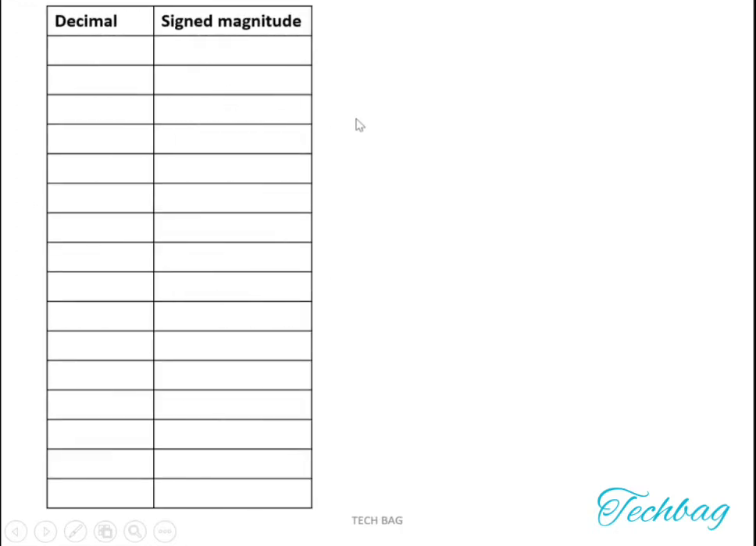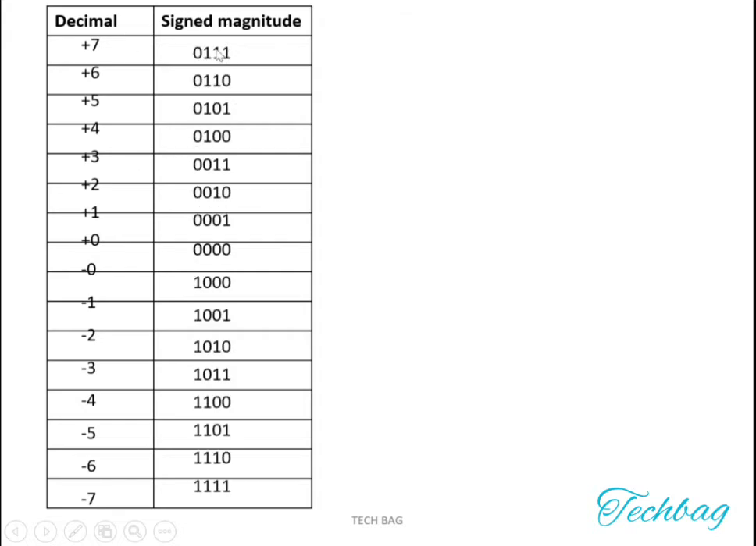Next, this table shows the sign magnitude representation of the given decimal numbers. Here we are using 4 bits. We all know that by using 4 bits, we can represent the numbers from minus 7 to plus 7 in sign magnitude representation. And here, one important thing is there are two representations for 0, that is plus 0 and minus 0. Here, the only difference between a positive number and a negative number is at the most significant bit only. For a positive number, the most significant bit is 0. And for a negative number, the most significant bit is 1.